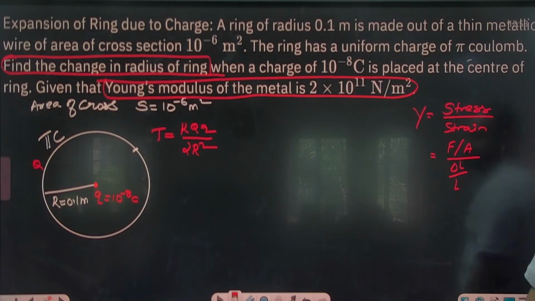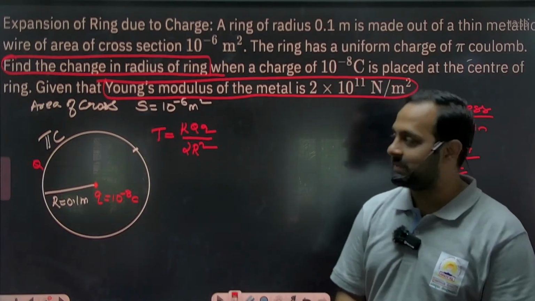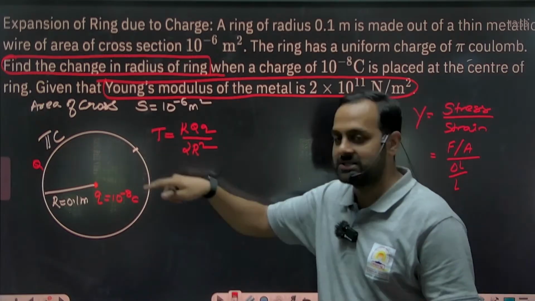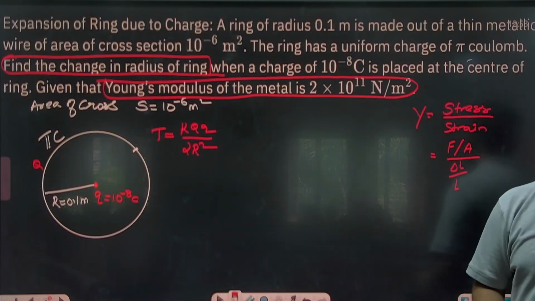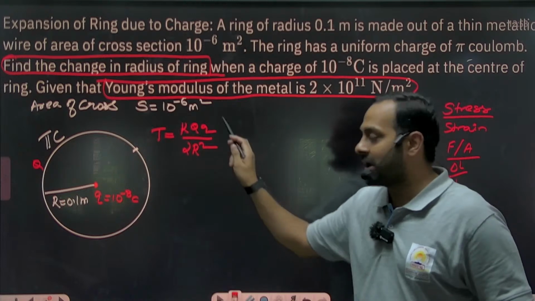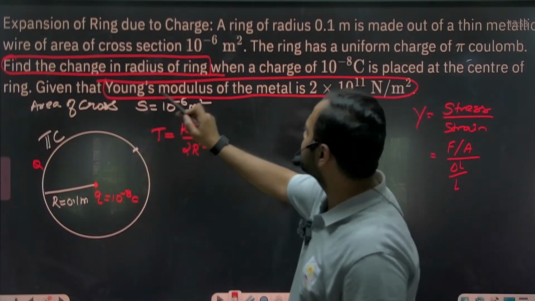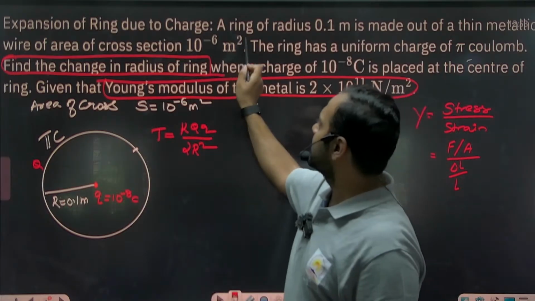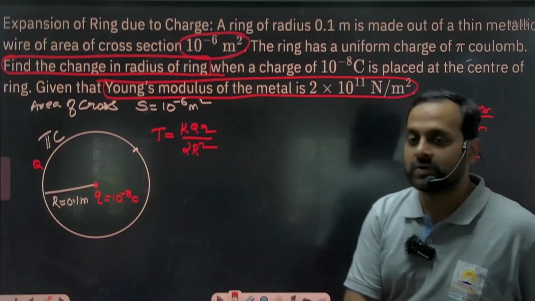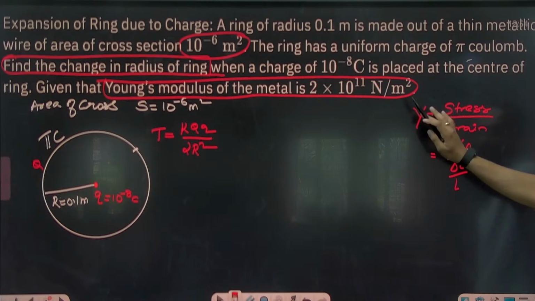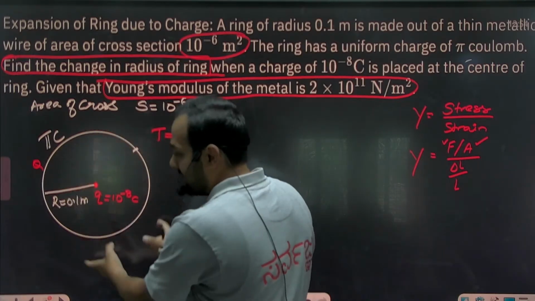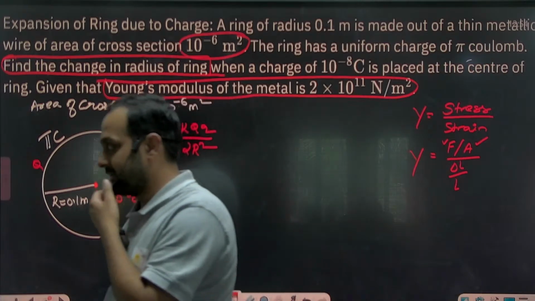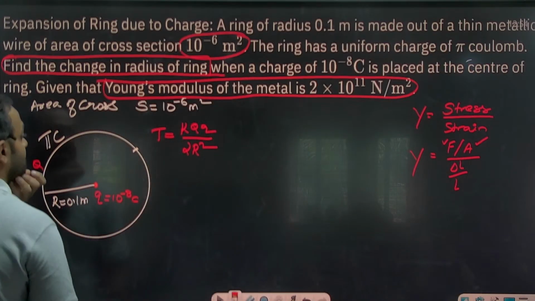Why does the ring expand in this case? Because tension is developed in the ring. This tension is the force which is creating that expansion. From this formula you can calculate the tension. The area of cross section they've already given, and Young's modulus is given. Because of this tension force its size is increasing. How do you write delta L by L here?